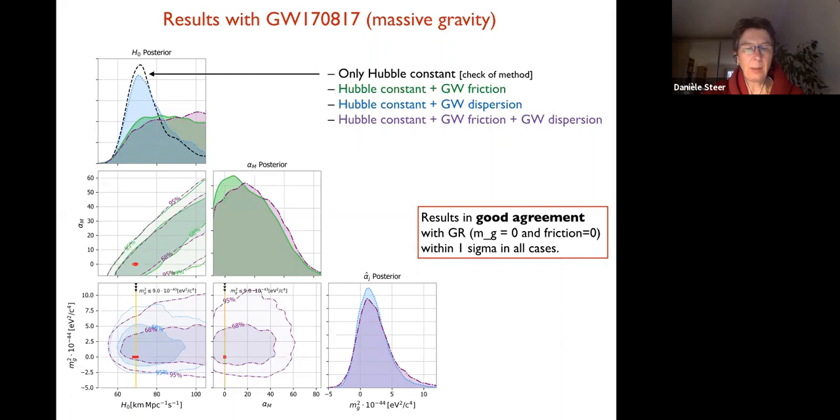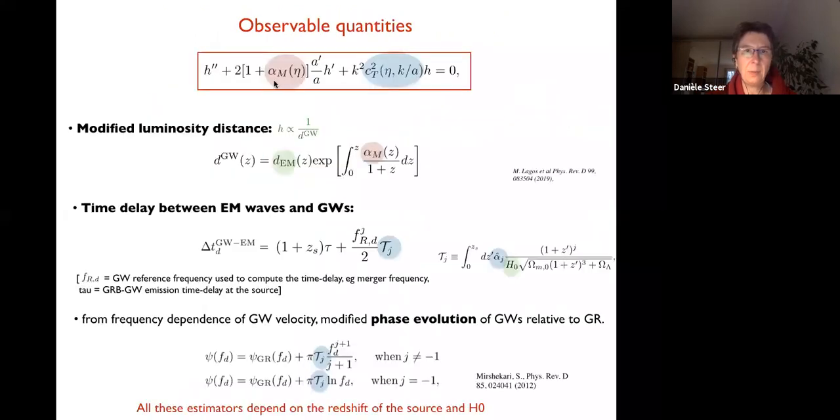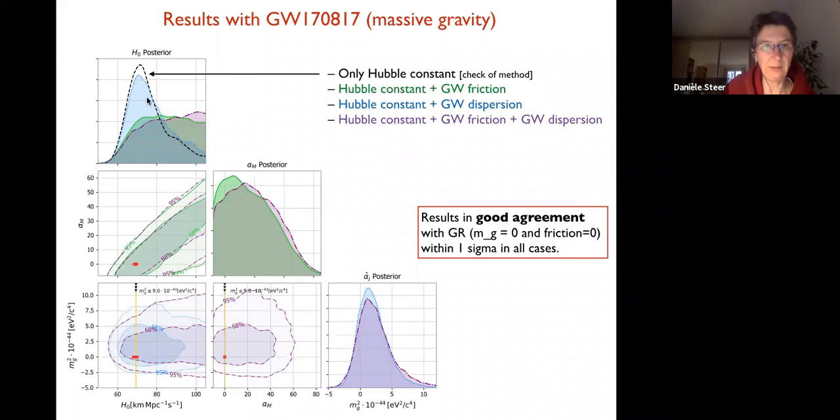And this graph looks complicated, and it is complicated, but let me try and make it a little bit clearer. So here there are four different colors. Let's just look at the first one to start with. The first one here is a check of the method. Are we doing our analysis correctly? In other words, do we recover the right posterior on the Hubble constant if we turn off the friction modification and if we turn off the dispersion term? In other words, if we take alpha m equals 0 and cT equals 1. And the answer is, thank goodness, yes.